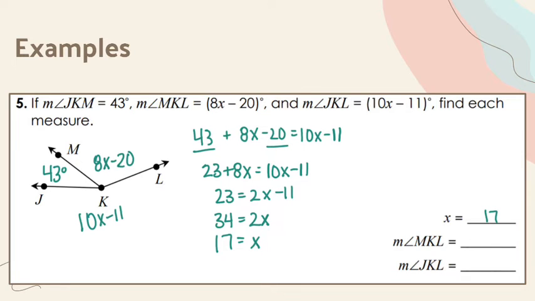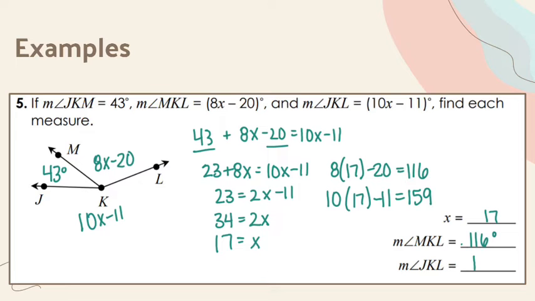Now, MKL is this equation, 8x minus 20. So we're going to have 8 times 17 minus 20, which is going to equal 116, making the measure of angle MKL 116 degrees. JKL is the 10x minus 11 equation. So 10 times 17 minus 11 is going to give us 159. So that makes this angle measure 159 degrees.